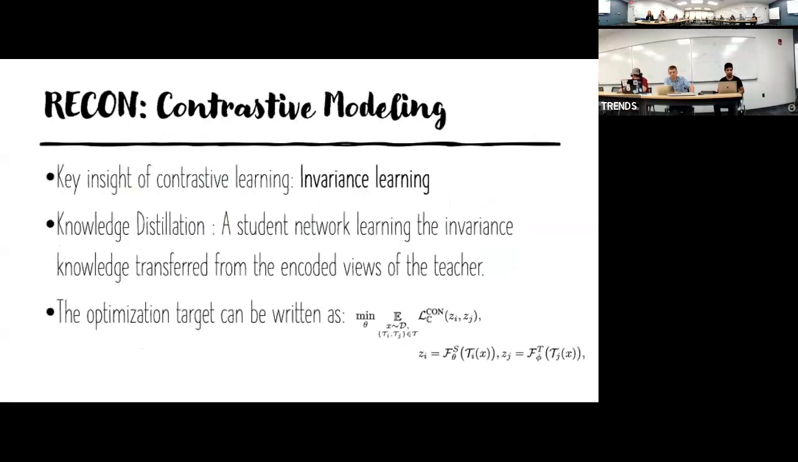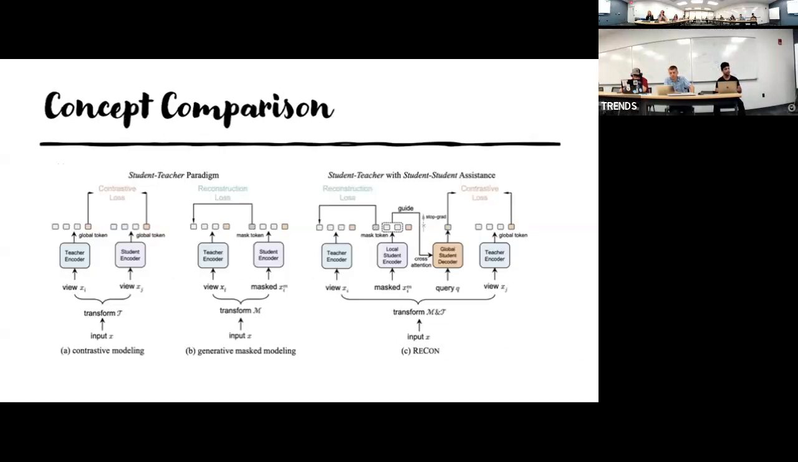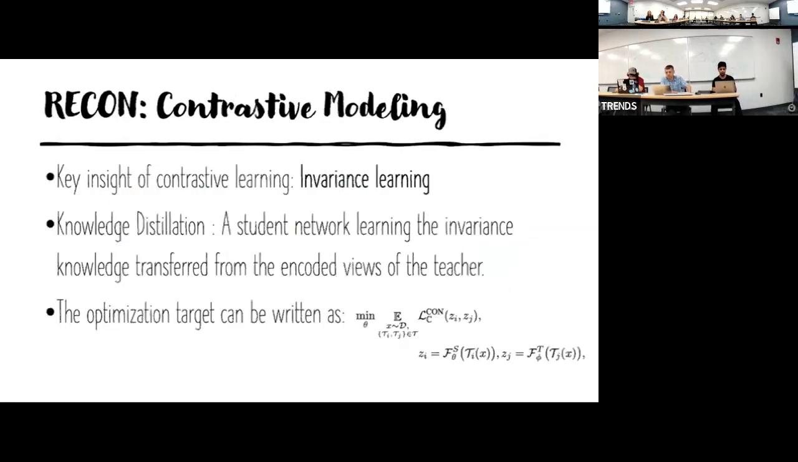So let's go to the next part. In the previous part I explained what contrastive learning is and what generative learning is, and the recon is basically a mixture of contrastive as well as generative modeling. So we will go through each of the parts. First we'll go through the contrastive modeling, what exactly they do, then we'll go towards the generative, and then we'll see how they actually combine them.